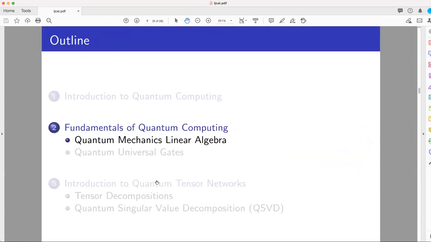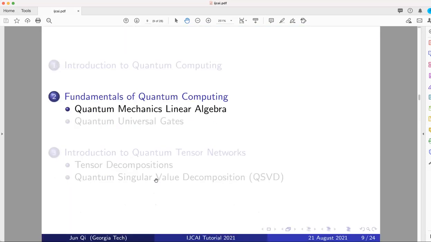Well, next we go to our topic about fundamentals of quantum computing. Firstly, I'll show you quantum mechanics and linear algebra. Then I will show the quantum universal gates. After this session, I will show you the introduction to quantum tensor networks.